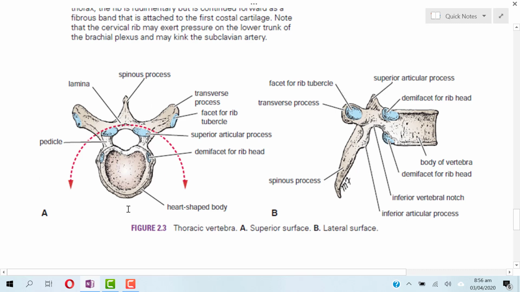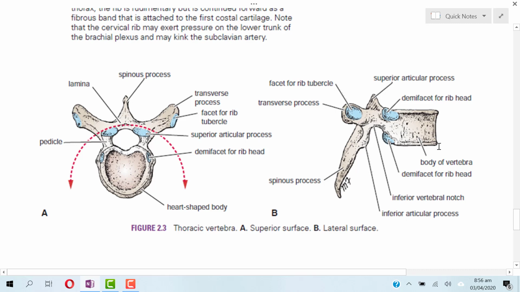The vertebra of the thoracic region will have a heart-shaped body. This is the body, which is present anteriorly. This is the anterior end. How will you identify which one is the anterior end and which one is the posterior end? The anterior end has a body. The posterior end has many processes. So this will tell you that this is the posterior part of the vertebra and this is the anterior part of the vertebra.